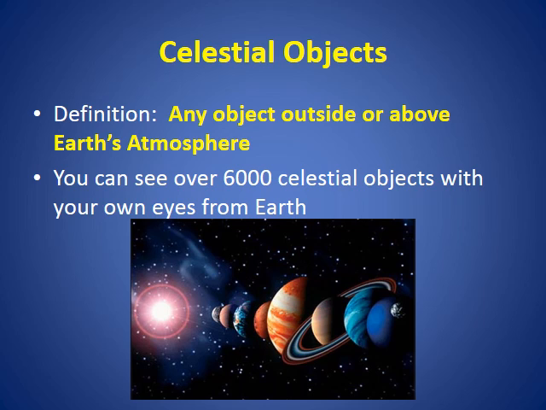Celestial objects: any object outside or above Earth's atmosphere. A celestial object could be a planet, or a star, or a galaxy, or a meteorite, or a dwarf planet. So anything outside or above Earth's atmosphere. You can see over 6,000 celestial objects with your very own eyes just from Earth.